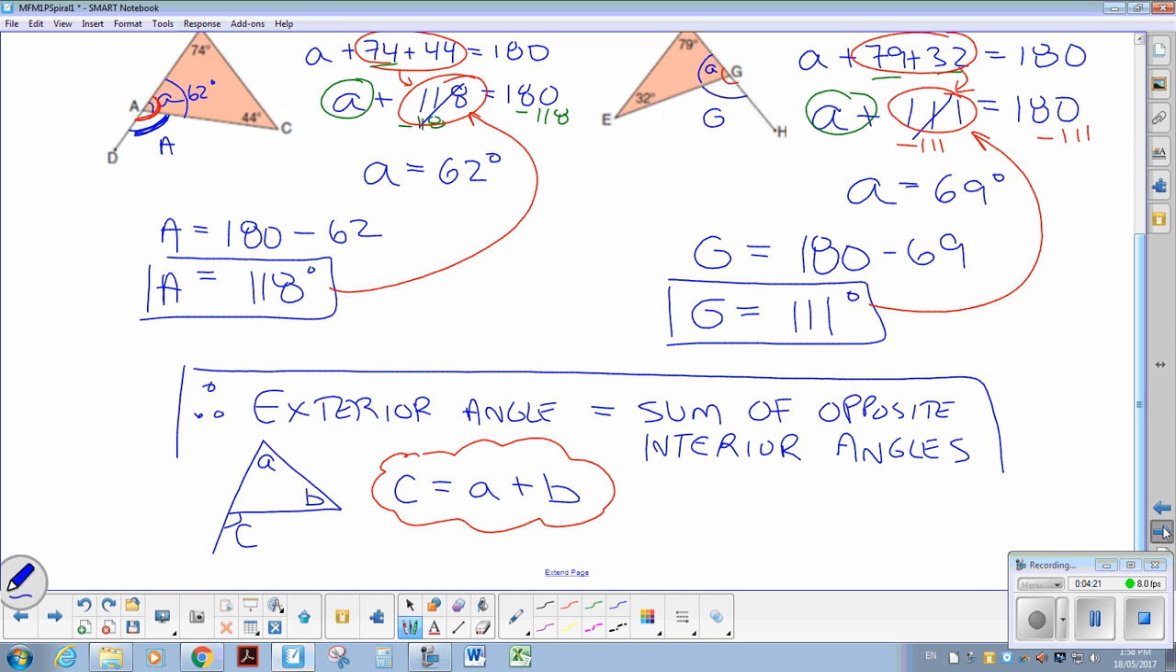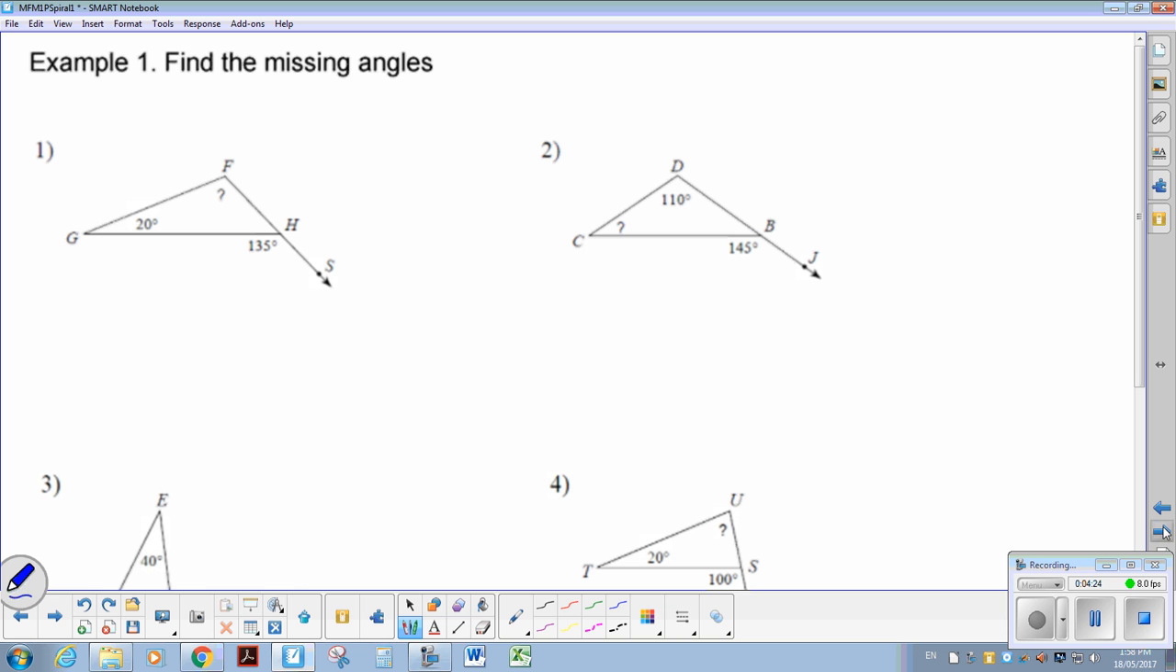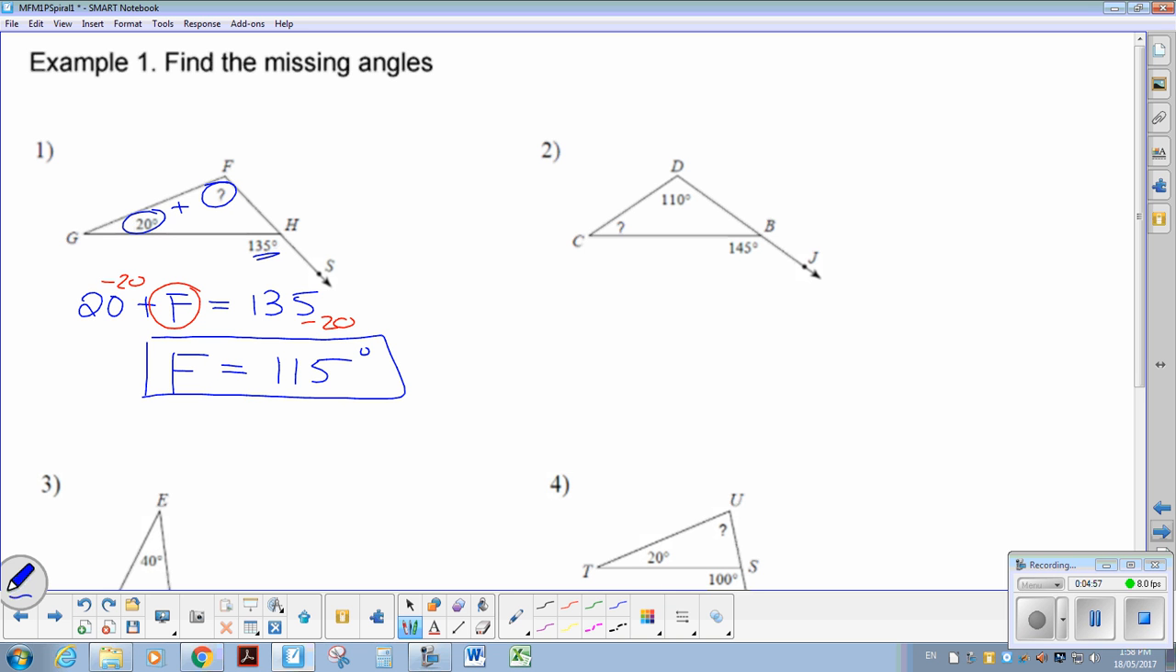All right, so on the following examples, we can speed this up a little bit. We know that this angle plus this angle, those are your two interiors, will give you that result. So we know that 20 plus F is going to give me that exterior angle of 135. Again, this is why we go through and review our algebra skills. Get F by itself. We're going to subtract 20 from both sides. F is equal to 115 degrees. So we don't have to go through the whole 180 process because we know our shortcut.